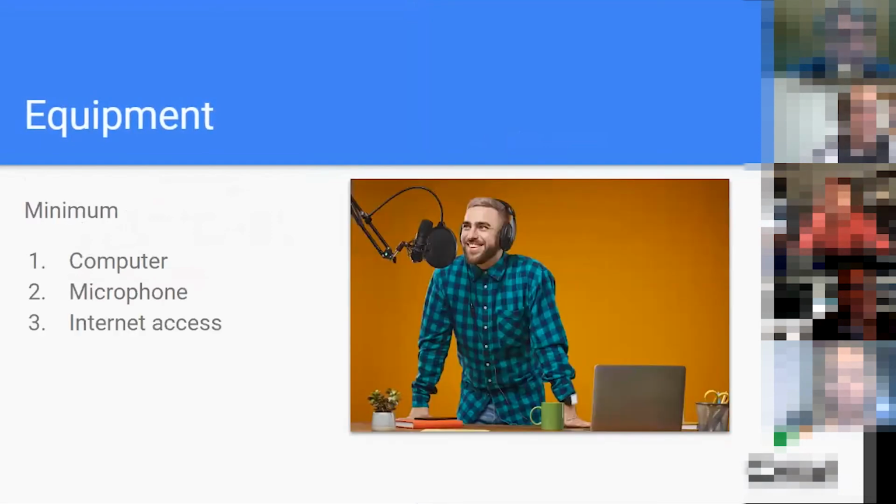And so here on the equipment side, the minimum that you need is a computer, a microphone, and some internet access. And so looks like most of you, based on what I'm looking at here on the side, have that already. So you guys are on the right path.